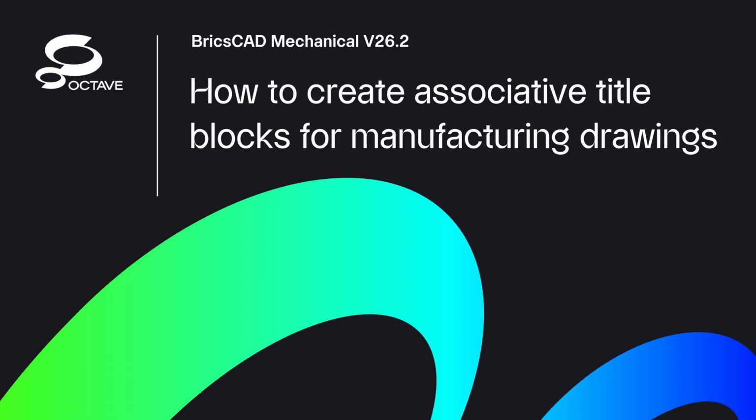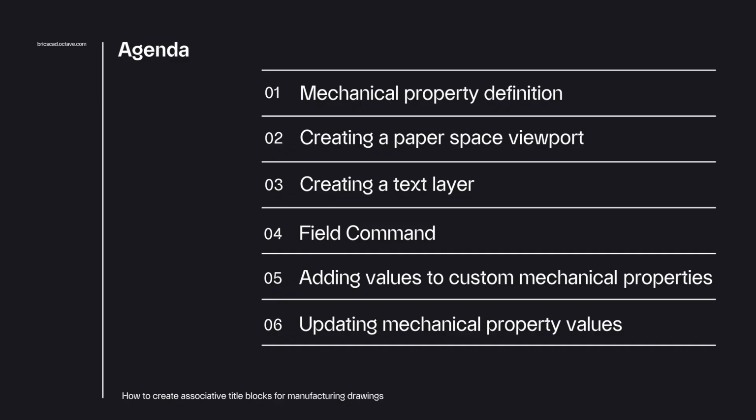In BricsCAD Mechanical V26.2, we can now use mechanical properties to drive title blocks and annotations, meaning the drawing data is no longer manually entered. It's directly linked to the model. What I'll show you in this tutorial is how to define those mechanical properties, how to insert them into a title block, and how they stay associative when the model data changes.